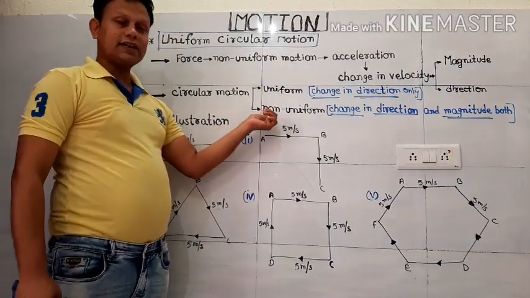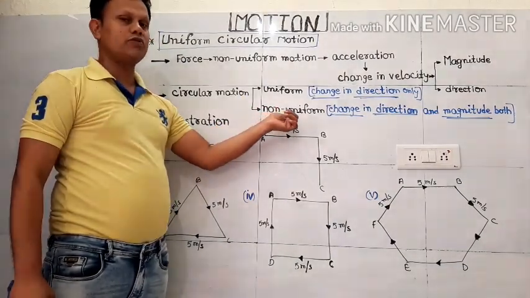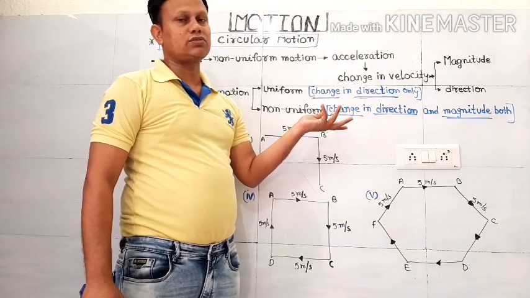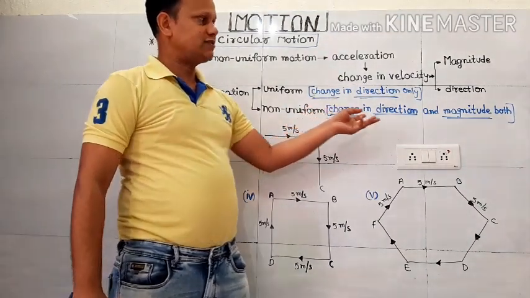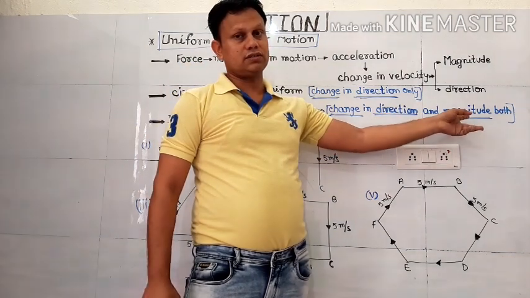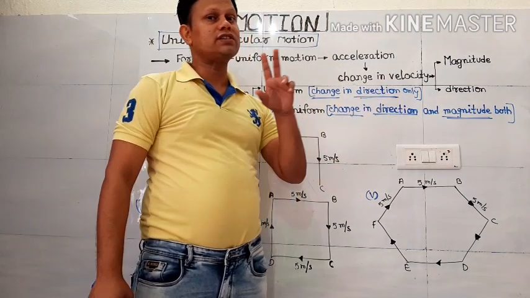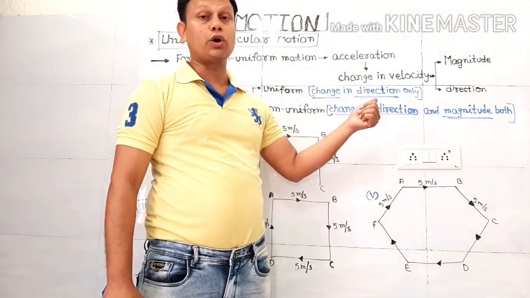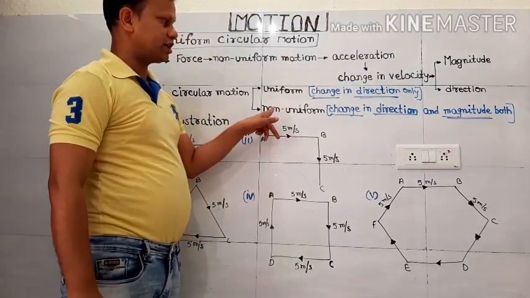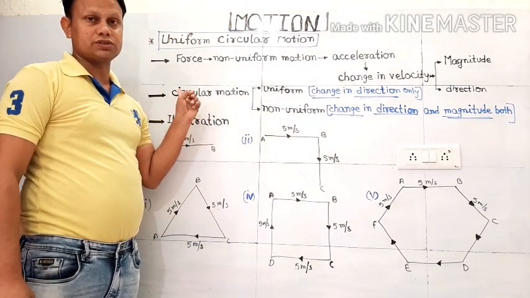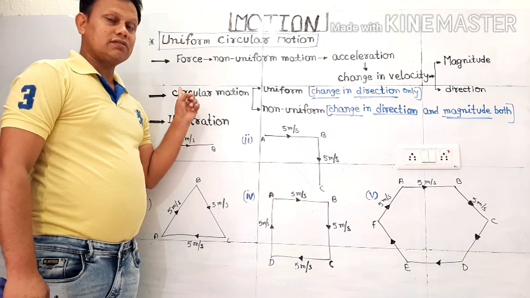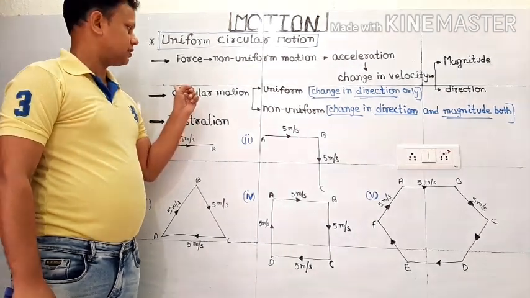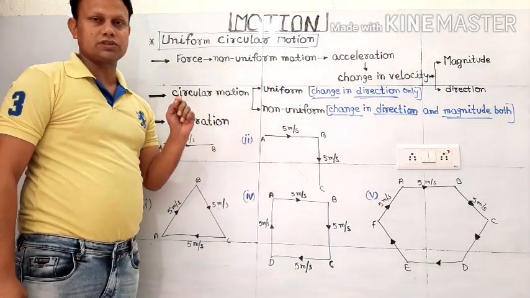If we take another category of circular motion, that is non-uniform circular motion, here since it is a circular path, the direction has always to be changed, as well as if the magnitude also keeps on changing. So here both the things are changing. Direction is changing as well as magnitude is also changing on a circular path. Then it comes under the category of non-uniform circular motion. But basically we have to concern our discussion with this motion only, uniform circular motion. This is our topic.